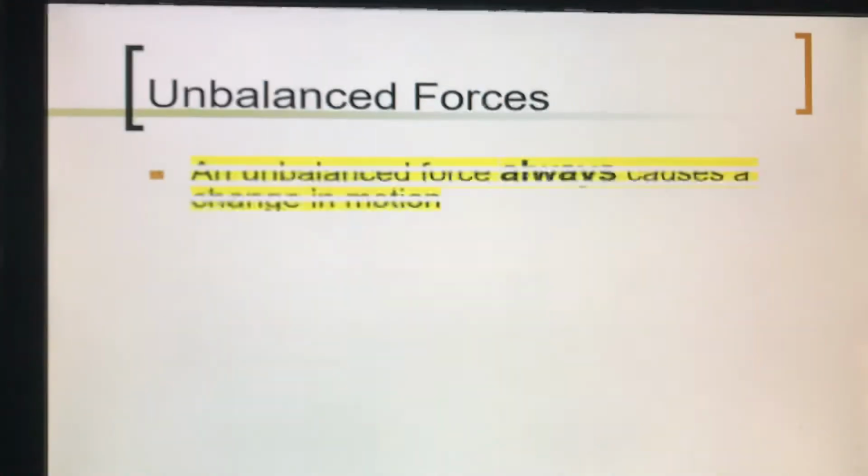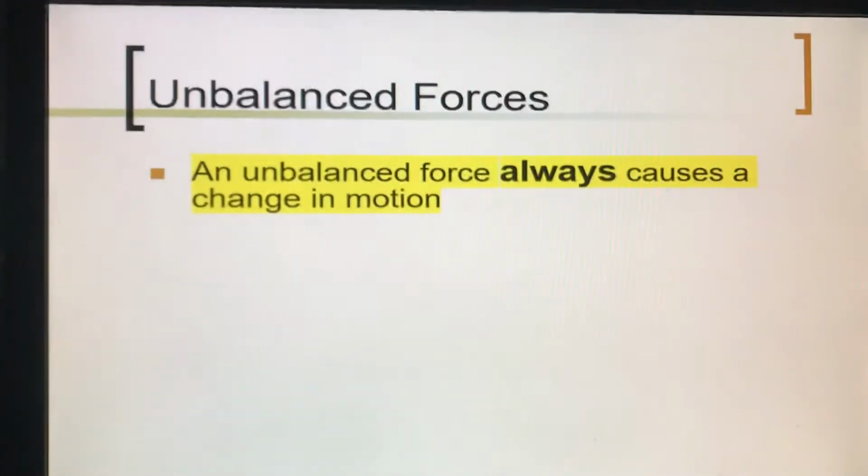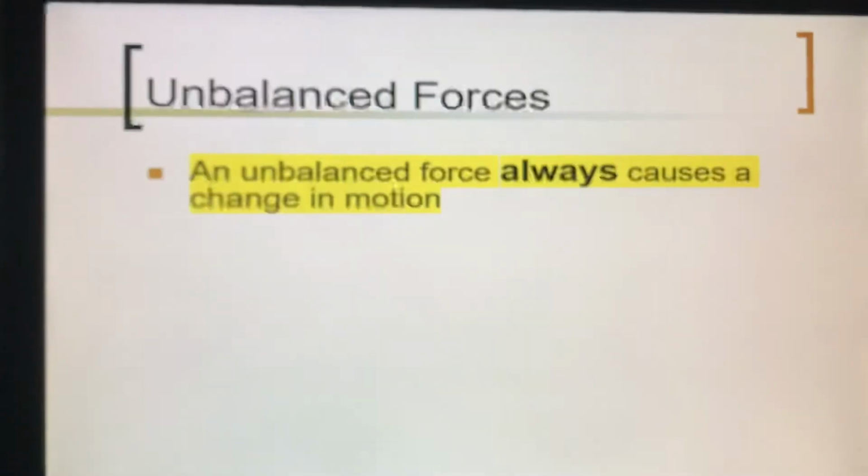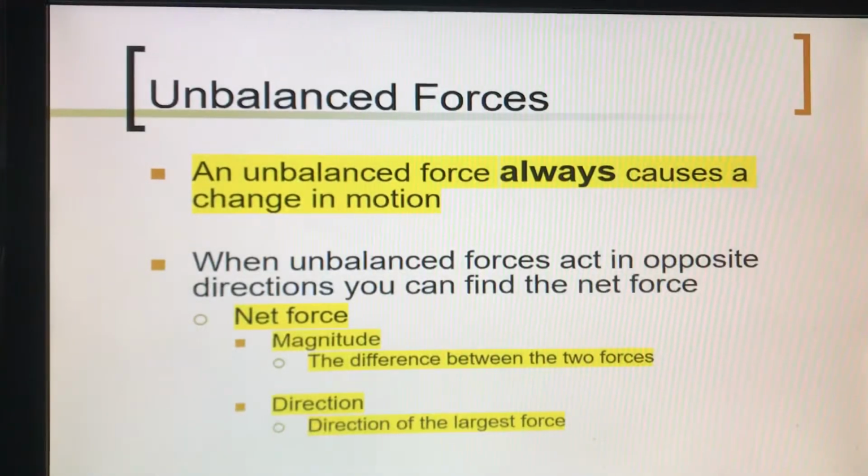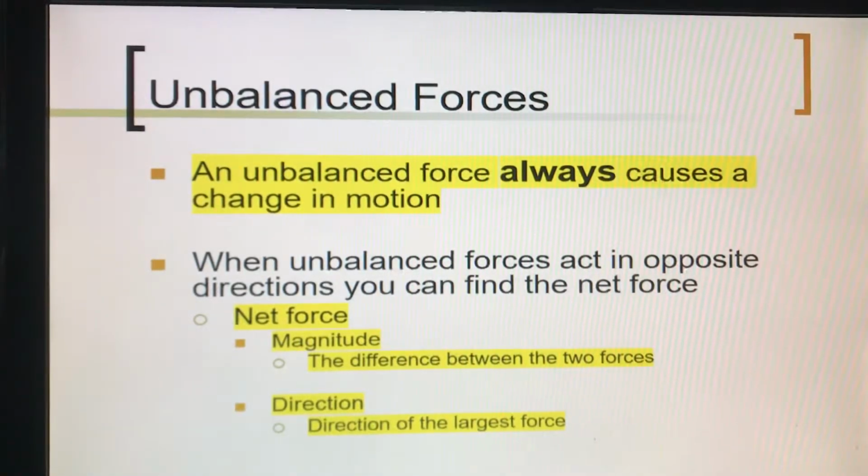Then you have unbalanced forces. They are always associated with a change in motion. You don't have a change in motion without having unbalanced forces. When you have unbalanced forces acting in opposite directions, you find the net force, so you can figure out which way the overriding force is happening, and that's called net force. That has 2 parts, magnitude and direction. We've been the same way as we talk about forces in general. You talk about the same 2 parts when you're talking about net force.